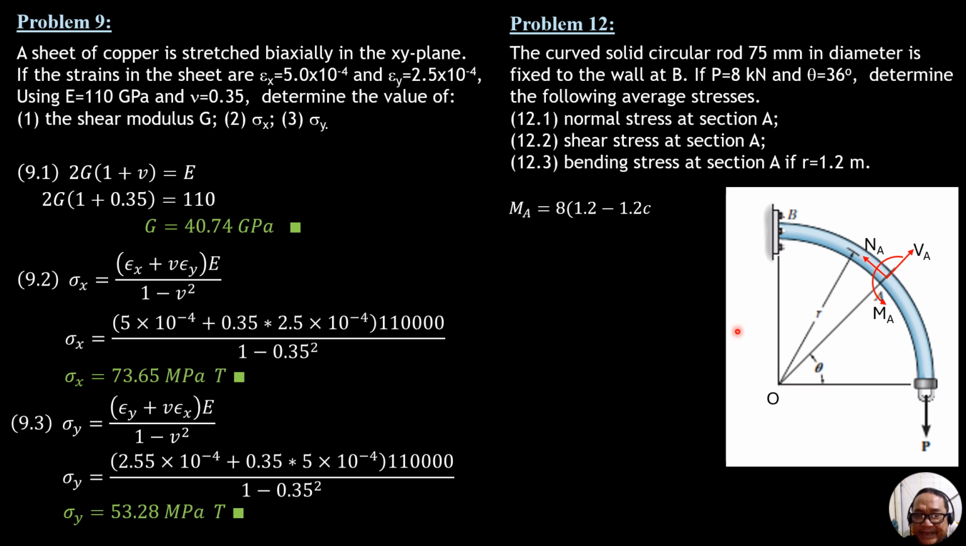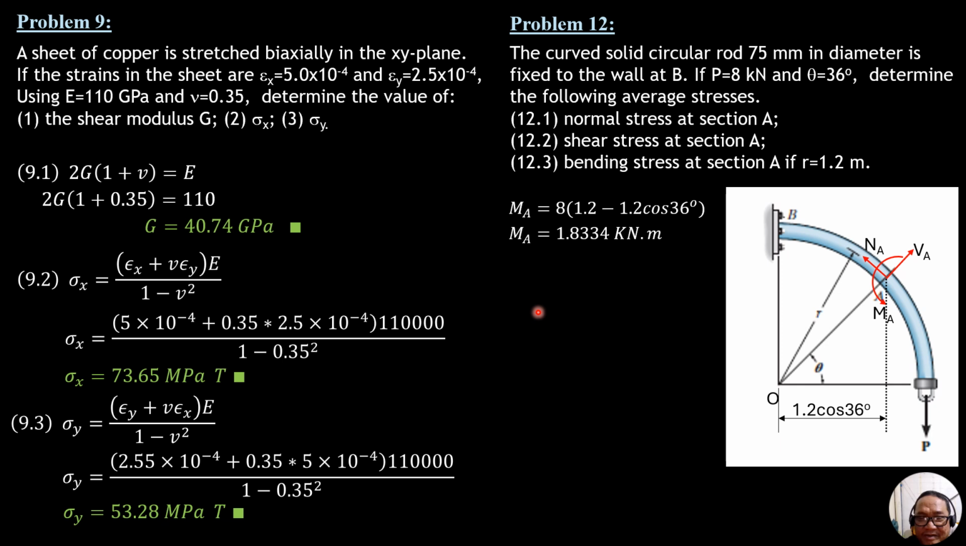So moment at A is equal to summation of moments about section A. So moment A counterclockwise equals clockwise. So the moment arm of this 8 kilonewton load is 8 times quantity 1.2 minus this 1.2 cosine of 36, and that moment is equal to 1.8334 kilonewton meter. So we'll just ready that for question number 3, bending stress at section A.